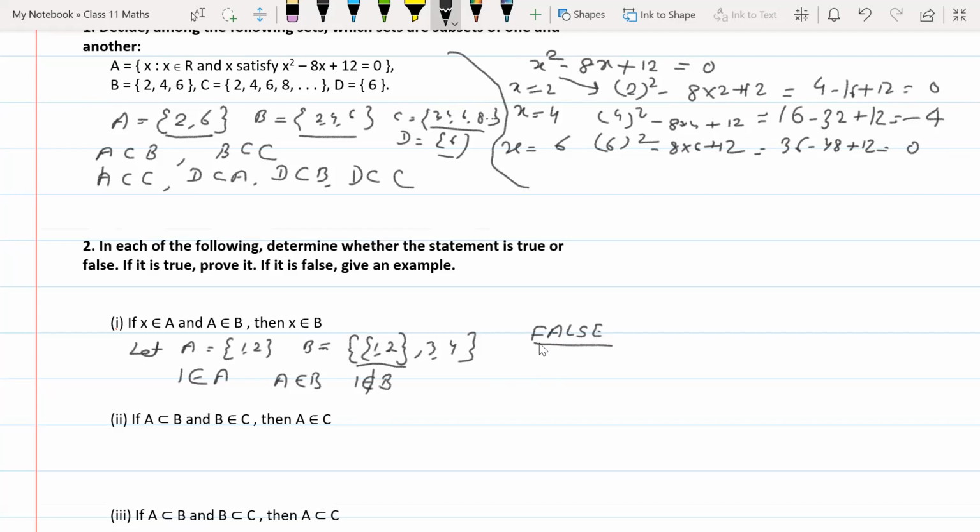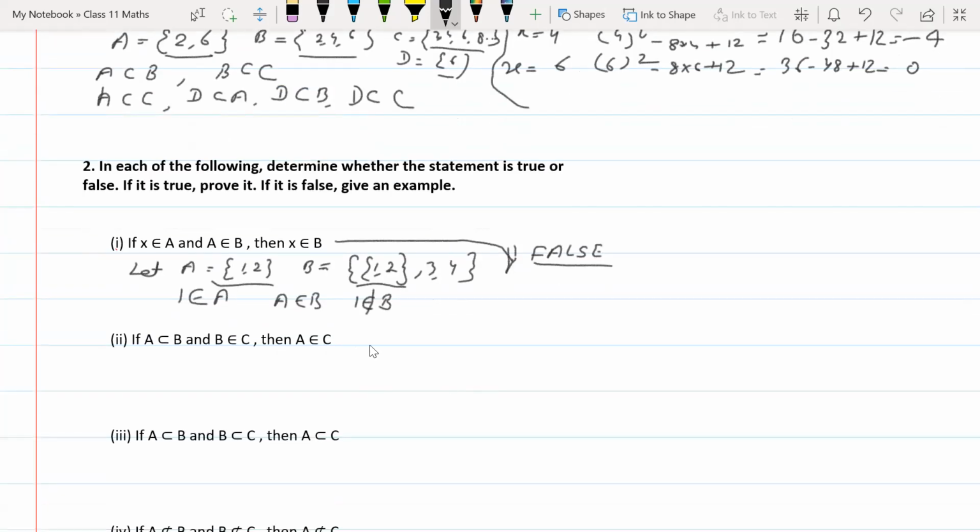It is false. A is {1, 2}, B is {{1, 2}, 3, 4}. 1 belongs to A, 1 is an element of A, and A fully belongs to B. So we can state here that 1 belongs to A and A belongs to B, but 1 doesn't belong to B. So this statement is false.